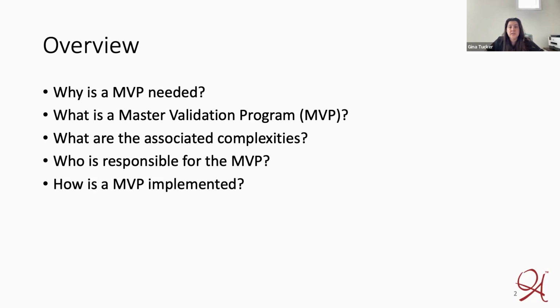Today, we will be discussing several key elements regarding the implementation of a master validation program within an organization. We will examine topics such as why an MVP is needed, looking at why it's important to have one, and if it's required by a regulation. What is a master validation program and what might it include? What are the associated complexities with implementing a program of this nature within your organization? We will look at who is responsible for the MVP, not only for its development, but also for its management, continuous update, and implementation. And we will also examine how an MVP is actually implemented in the organization and what rollout might look like at your company.